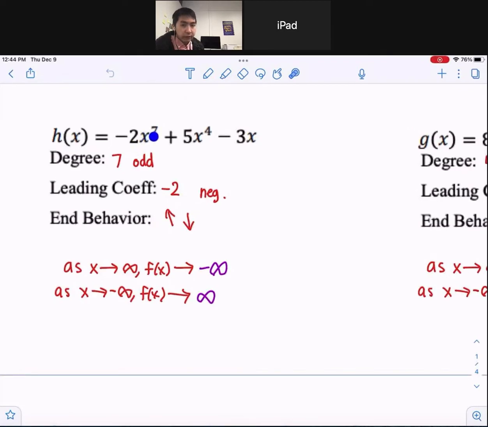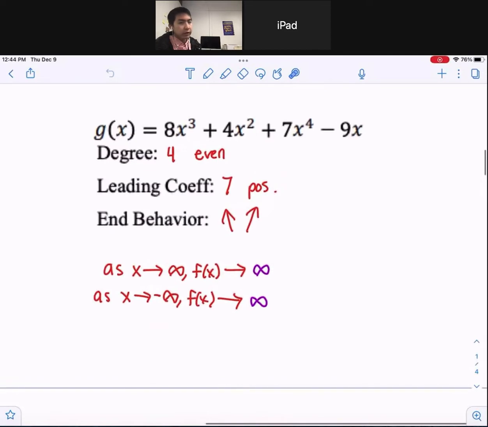Highest degree is 7. That's odd. Leading coefficient is negative 2. That's negative. Negative odd, again, up, down. So right-hand side, it's going down, so negative infinity. Left-hand side, it's going up, so positive infinity.